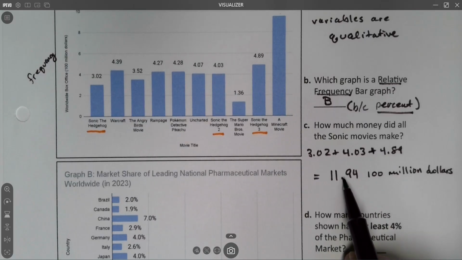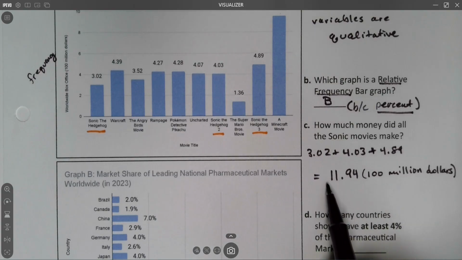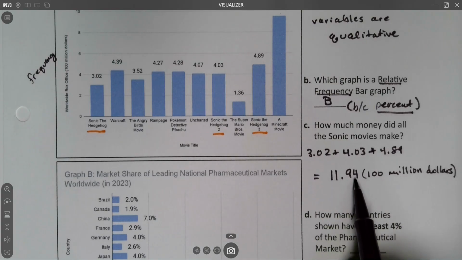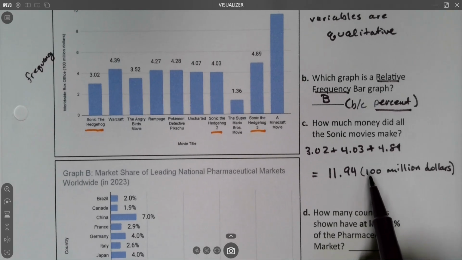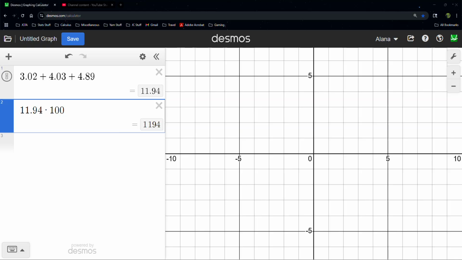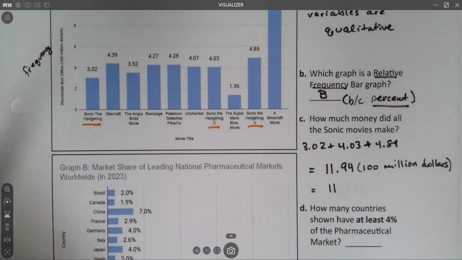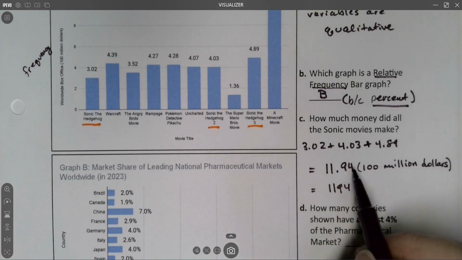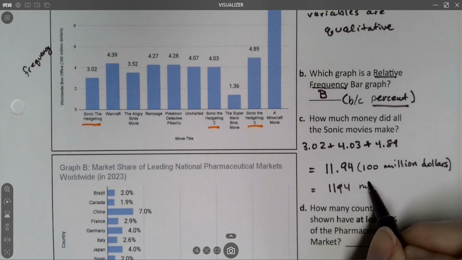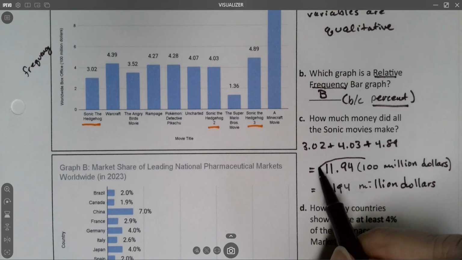What you can do is multiply this by 100. So this would be the unit for this. So you could take 11.94, multiply it by 100. That would be 11940 because that would move the decimal 2 spots, right? Oops, it only moves it 2 spots. So 1194, that's what I meant to say. All right, 1194, right? Because this is 100, it moves it 2 spots over. And then you could say $1,000,000.